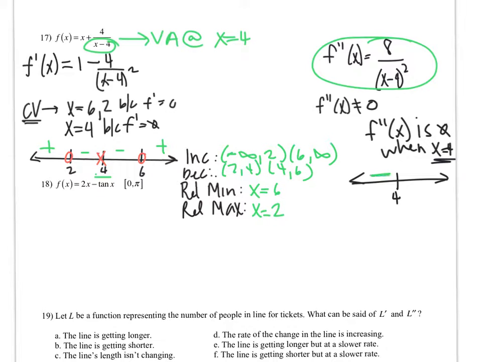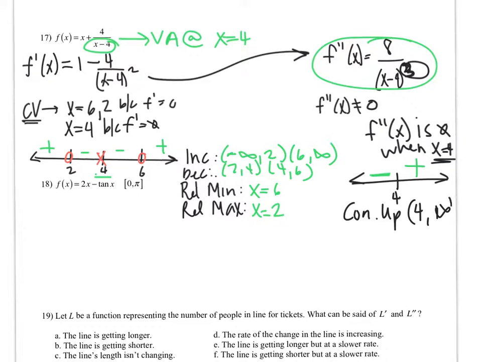So before 4, if we plug in like 0 into the second derivative, oh, that should be to the third. Sorry about that. All right, if we take the second derivative of that, this will become to the third power. So if we plug in 0, we're going to end up with a negative. If we plug in 5, we're going to end up with a positive. So f of x is concave up from 4 to infinity, and it's concave down from negative infinity to 4. There is no inflection point, so no point of inflection.